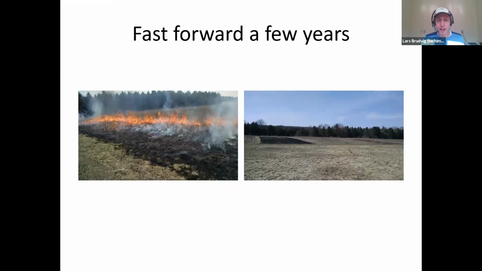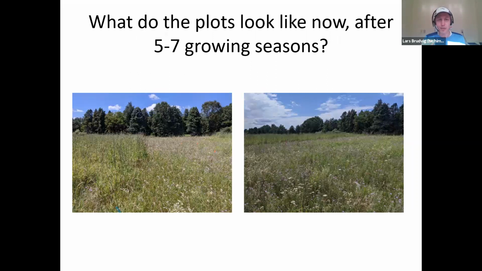I mentioned before that we have maintained these plots. We've done this on a schedule with respect to when they were planted. So they were planted in whatever year, they were mowed for 2 years after that, we allowed them to build up biomass, then they were burned. And that's all happened in sequence. We're going to burn the plots again this coming spring. And so the plots are now 5 to 7 growing seasons in, about to go to 6 to 8 growing seasons within a few months. I just wanted to show you some pictures of what they look like.